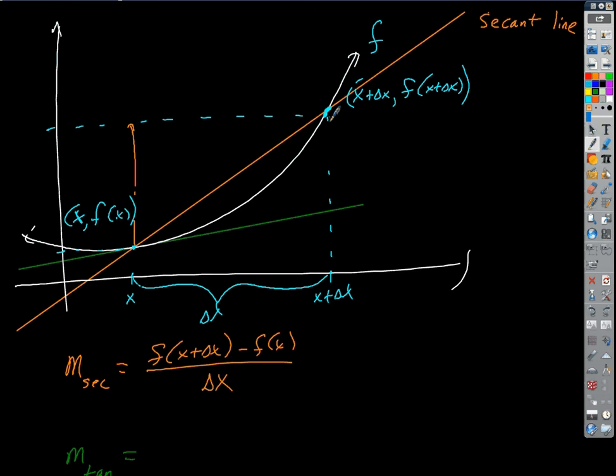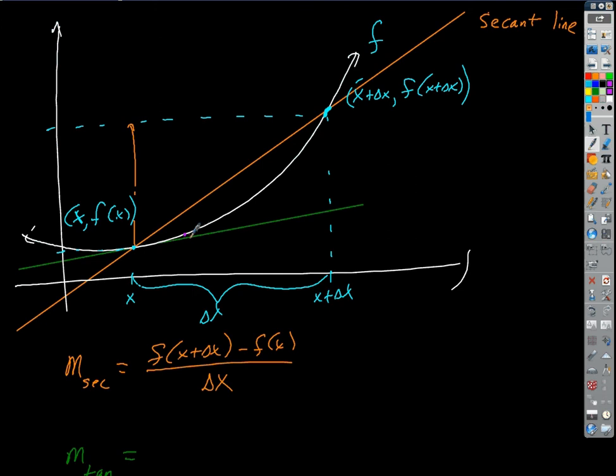There's nothing set in stone about what delta x is. I just picked it randomly. Could I do something to delta x that would make that orange line look more like the green line? Make delta x smaller. What if I migrated this point along the curve closer to x, f of x? What if I put the point right here, for example?